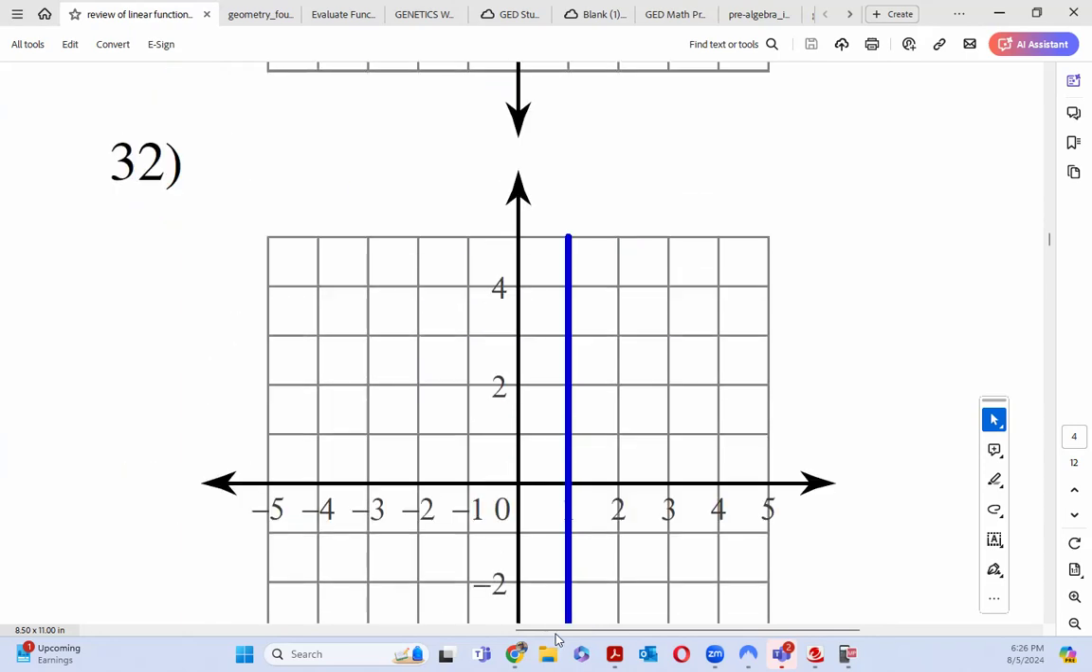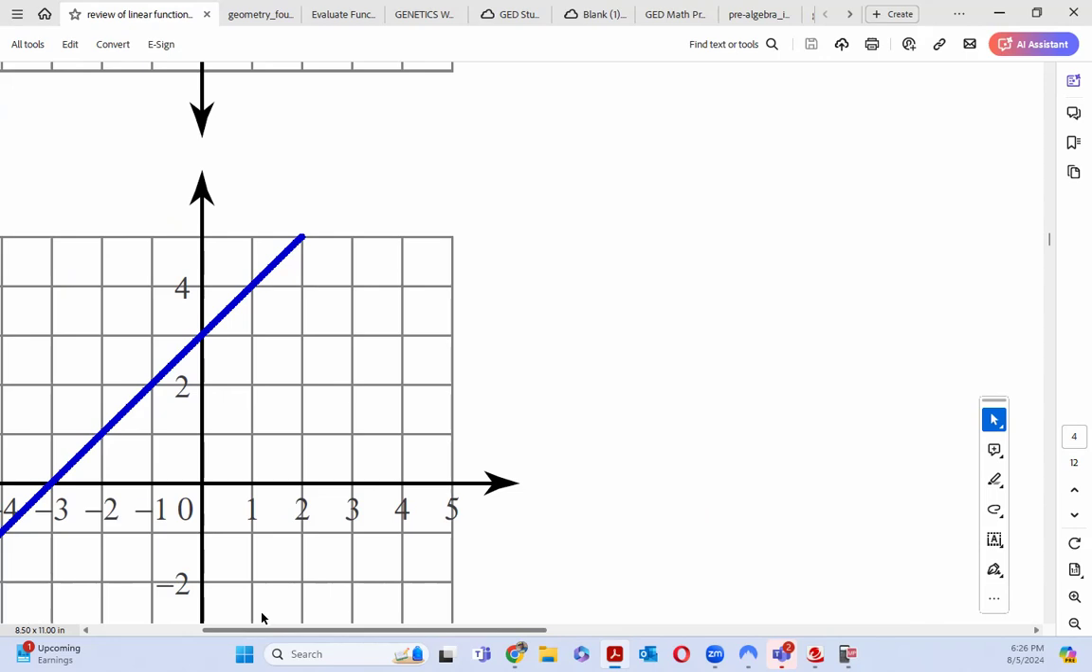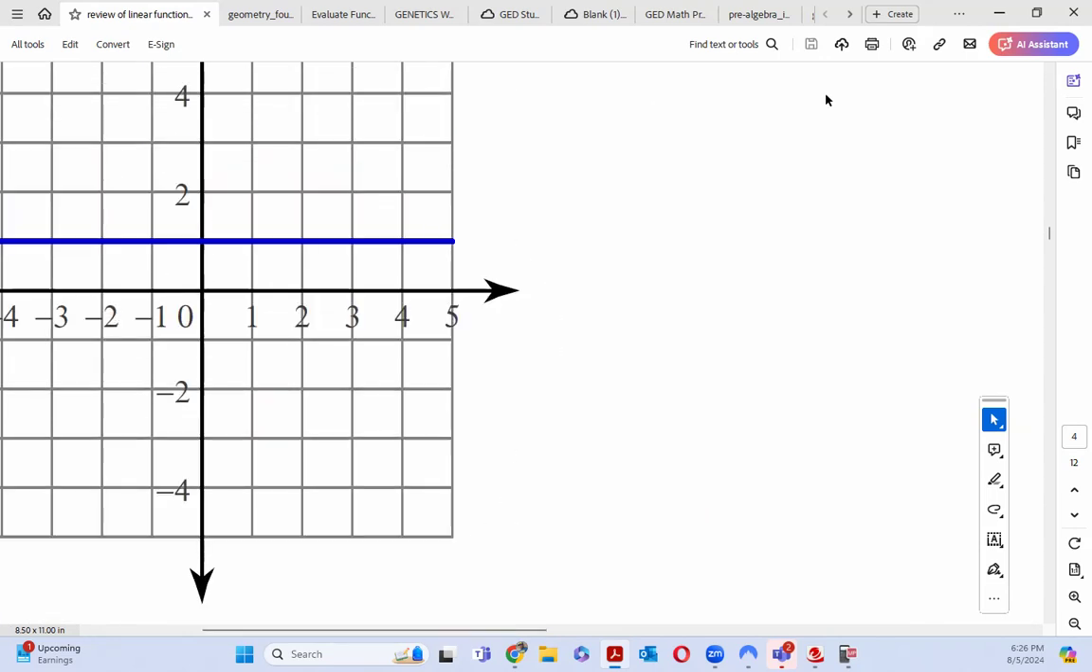Oh, I hate that one. Oh, I hate that one too. Oh, hold on, let me find another one. Let me find a worksheet.